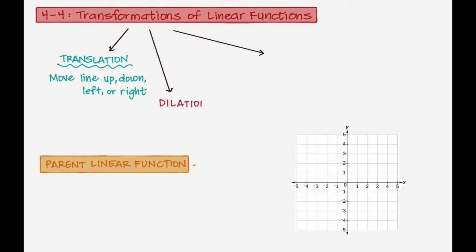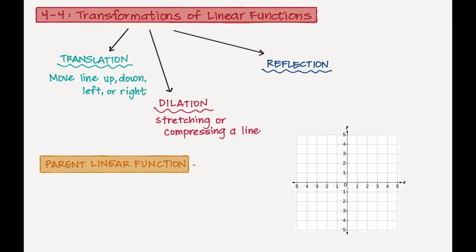A dilation is different. It's not going to look like the same line anymore. And this is where we are going to stretch or we are going to compress the line. So it's going to look like it is more steep or like it is less steep, okay? And then the last transformation that we're going to perform is called a reflection. And this is where we're going to take our original line and we're going to flip it across either the x-axis or the y-axis.